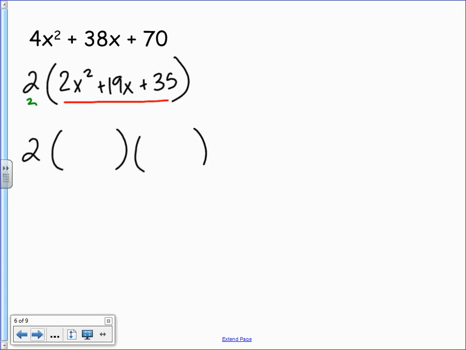So I draw my two groups of parentheses. Remember that extra 2 is just hanging out in front. And then I work my magic number. 2 times positive 35 is positive 70. I'm looking for factors of 70 that can add to make 19. Now, if you have a larger number like 70, feel free to get out a calculator and divide 70 by some different numbers to find the factors that work.